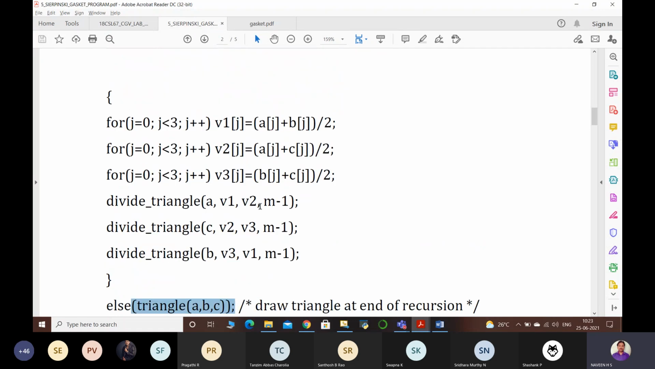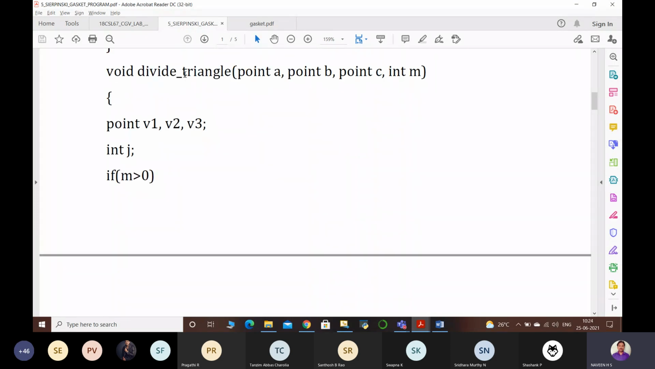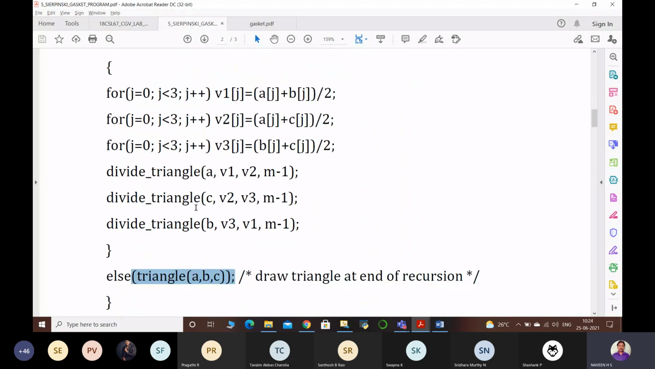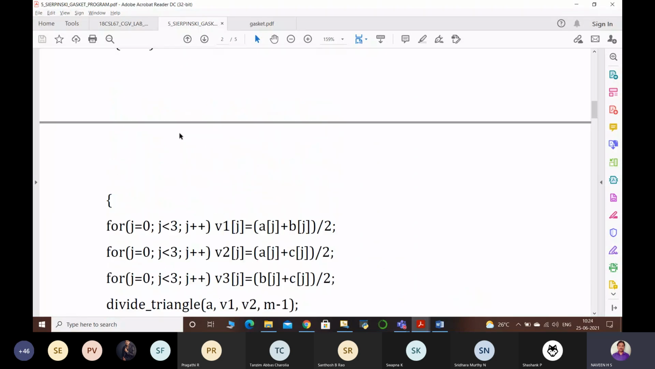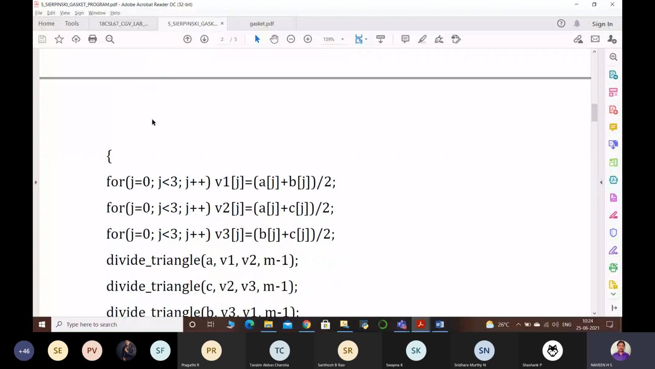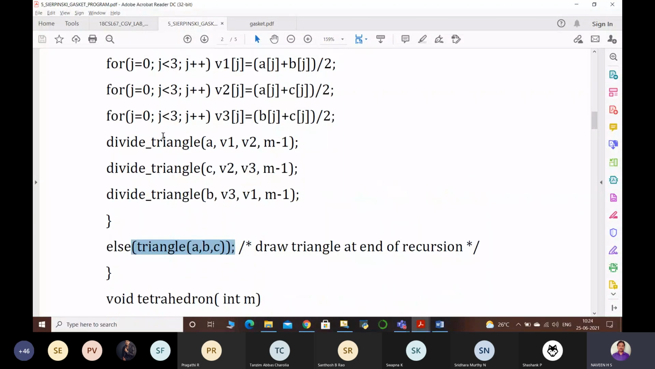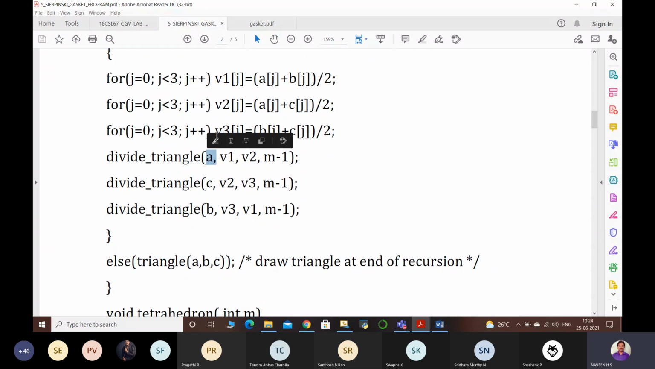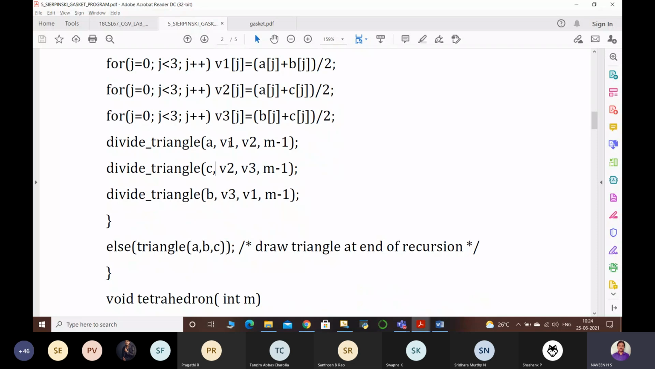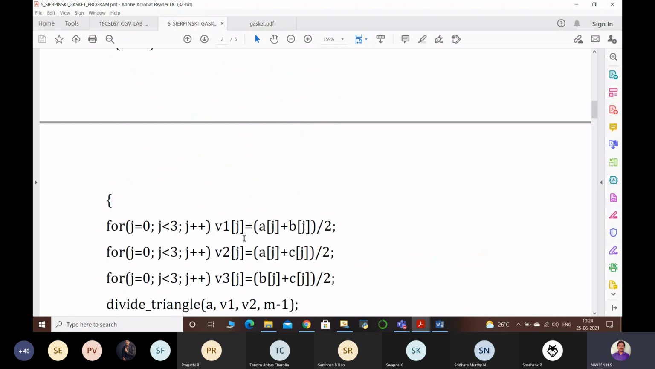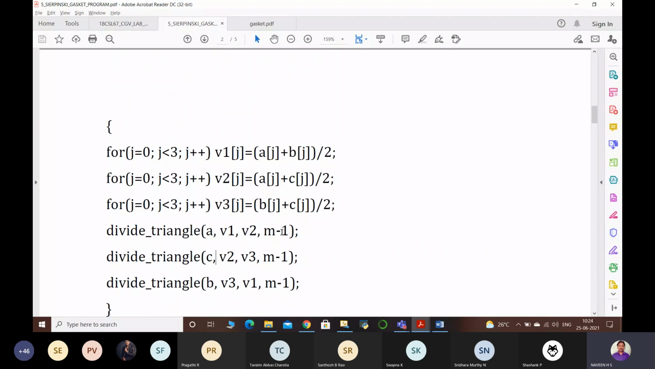Fine. Okay. So I hope you understand why we are using divide triangle again. Sir, already we are using divide triangle here, why are you using it again? Anyone should get this doubt. As I said, as the iteration value is greater than zero, you have to perform recursive subdivisions. That's why I am passing the new values we have calculated, along with the new midpoint value, once again, so that you can calculate.